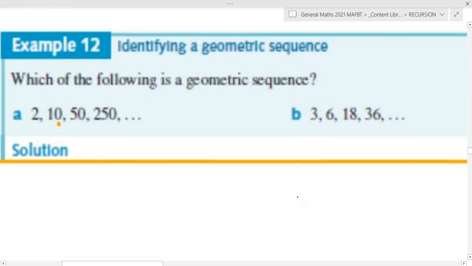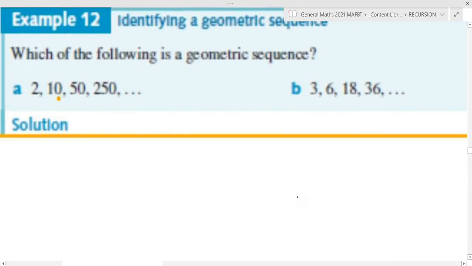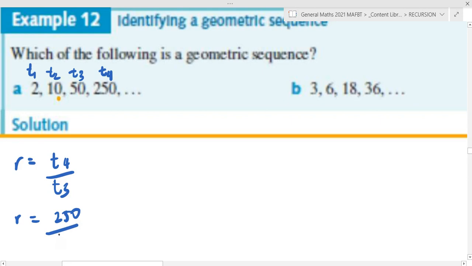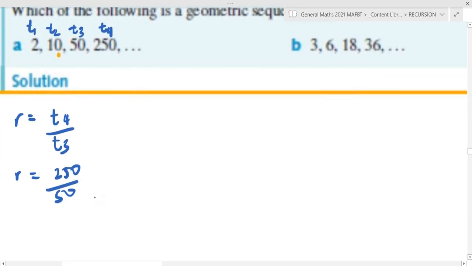Alright, so let's see if we can recognize which of these are geometric. So remember, to calculate if something is geometric, it has to be multiplying by the same amount, not minusing or adding. It has to be multiplying. So looking at the first sequence, if I try to calculate the common ratio, start with your term numbers. For example, I might go T4 divided by T3. So that'll be 350 divided by 50, and the common ratio for that will be 5.